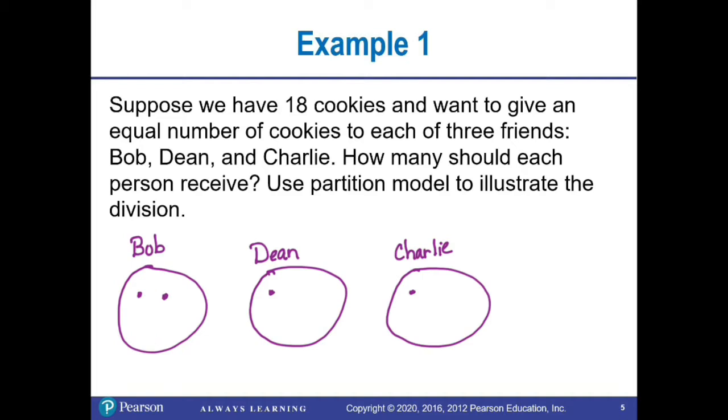So we have 4, 5, 6, 7, 8, 9, 10, 11, 12, 13, 14, 15, 16, 17, 18. Now notice here, Bob had 6 cookies, Dean has 6 cookies, and Charlie has 6 cookies. And so my answer here is 6. In other words, 18 divided by 3 is 6.